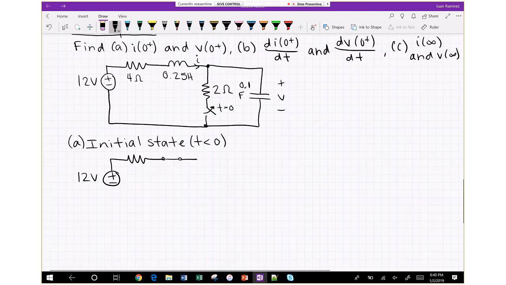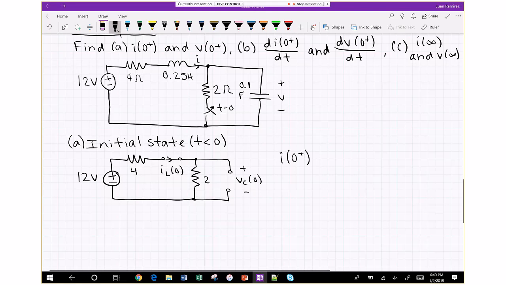And the switch is closed. So that resistor is in the circuit. Okay, so instead of a capacitor, I have an open circuit. Instead of an inductor, I have a short circuit. Okay, and if we do some very straightforward circuit analysis, we can determine pretty easily that the inductor current, IL(0), which is also equal to I(0+), right?